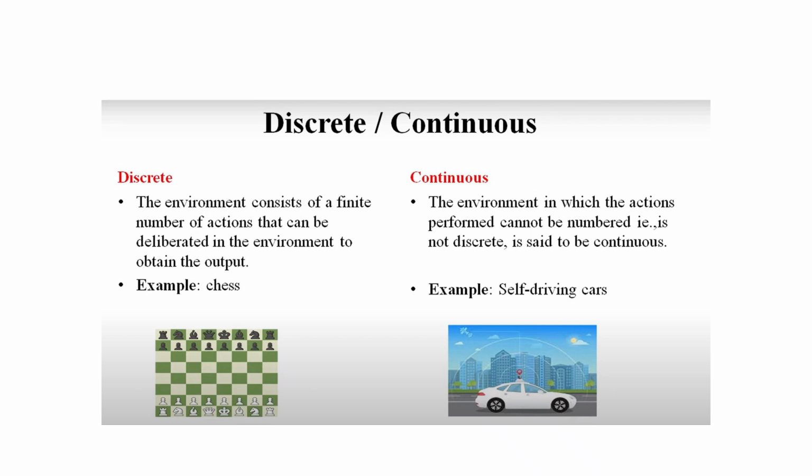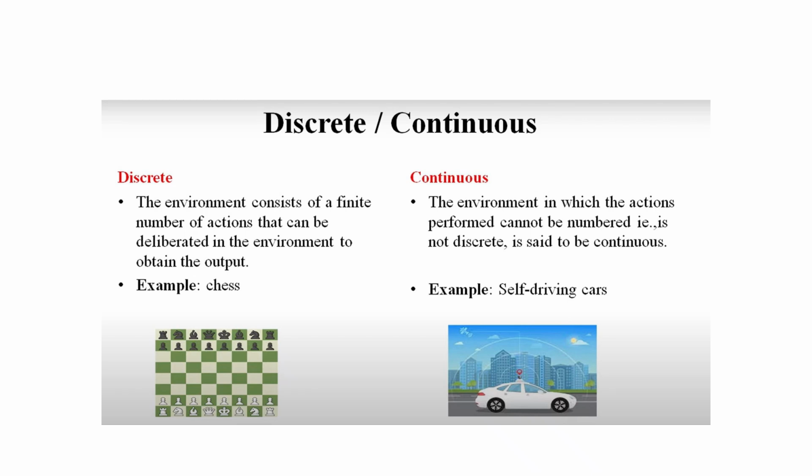So for example, we can take chess. A chess board will have a timer. There will be 16 coins for player 1 and player 2. So how many moves you are going to make is countable. It can be finite.